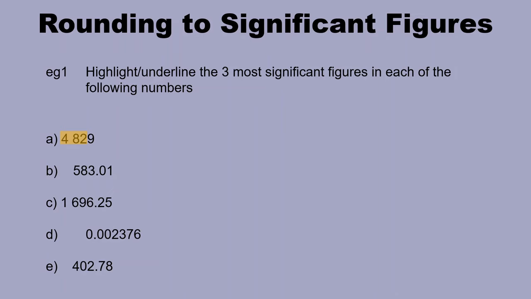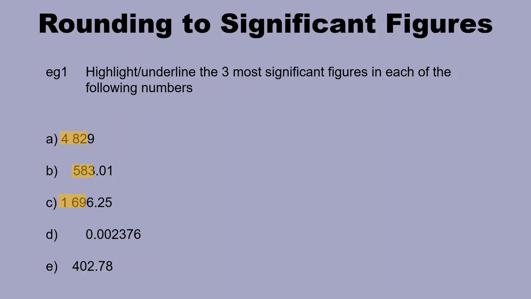So this number originally has 4 significant figures. For question B, 583 and 100, the 3 most significant figures are the 3 non-zero digits furthest to the left. So 583. For question C, the 3 most significant figures would be the 1, the 6, and the 9.